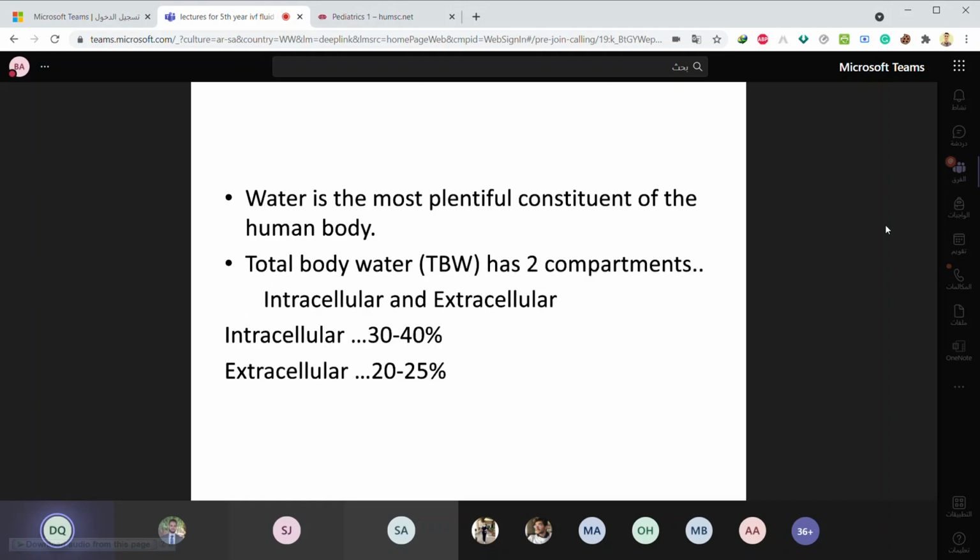We will talk about all of them. Water is the most plentiful constituent of the human body. Total body water has two compartments, intracellular and extracellular compartment. Intracellular accounts for 30 to 40% of total body water, and the extracellular accounts for 20 to 25%.